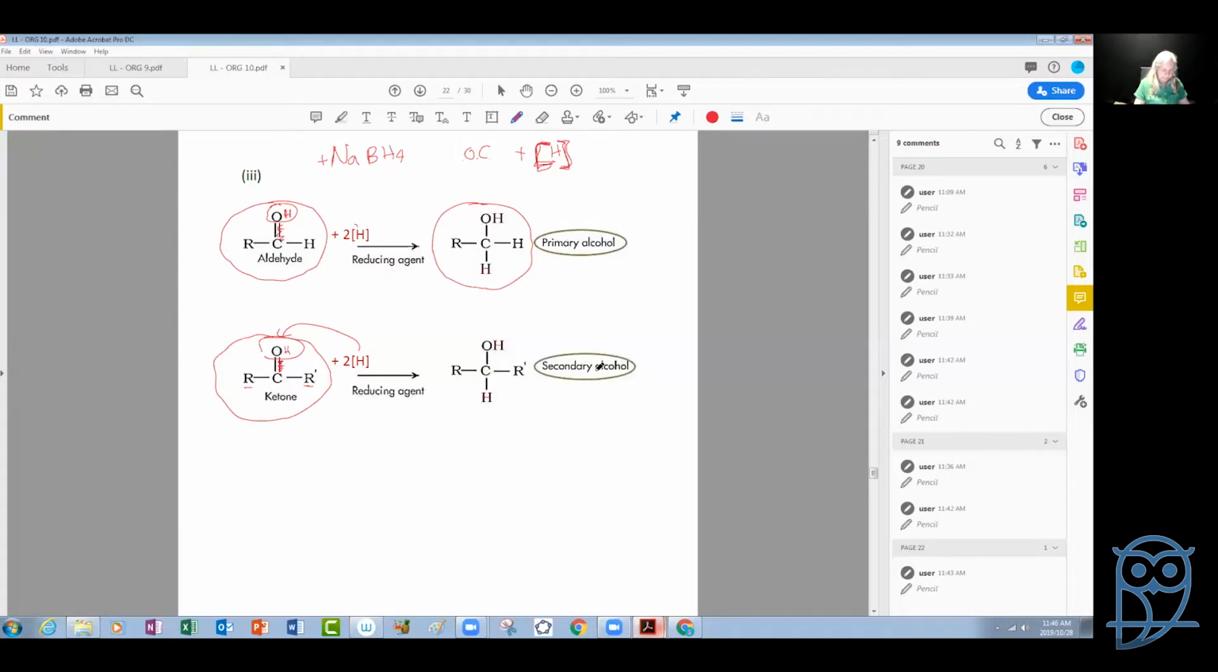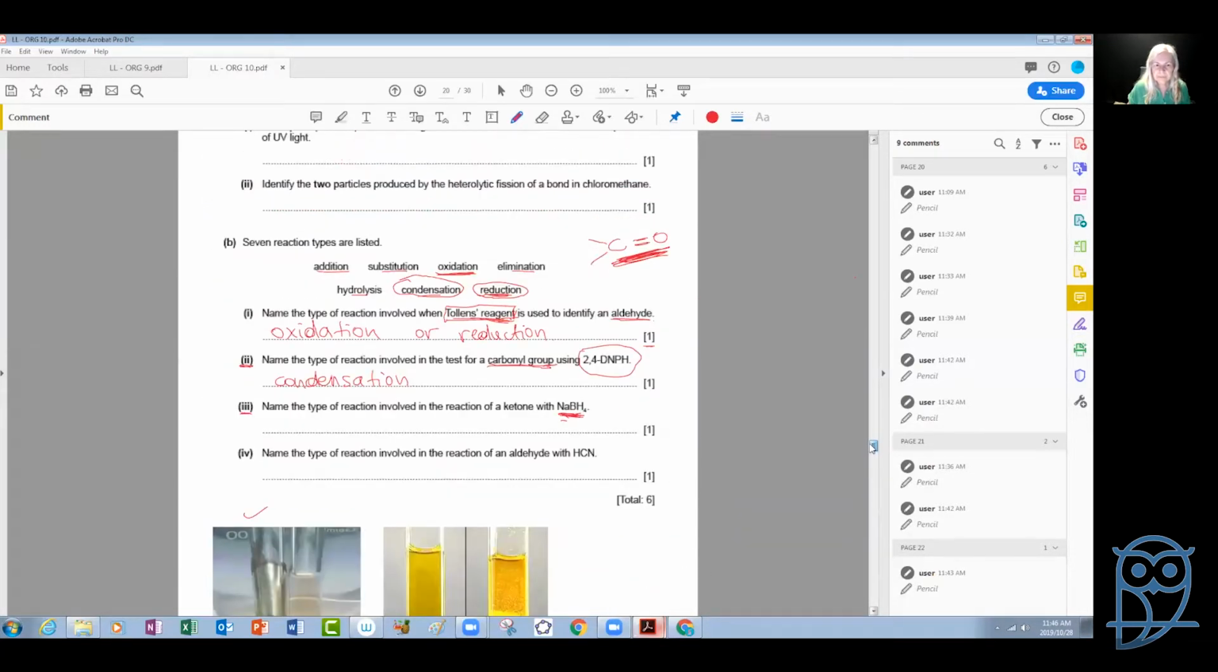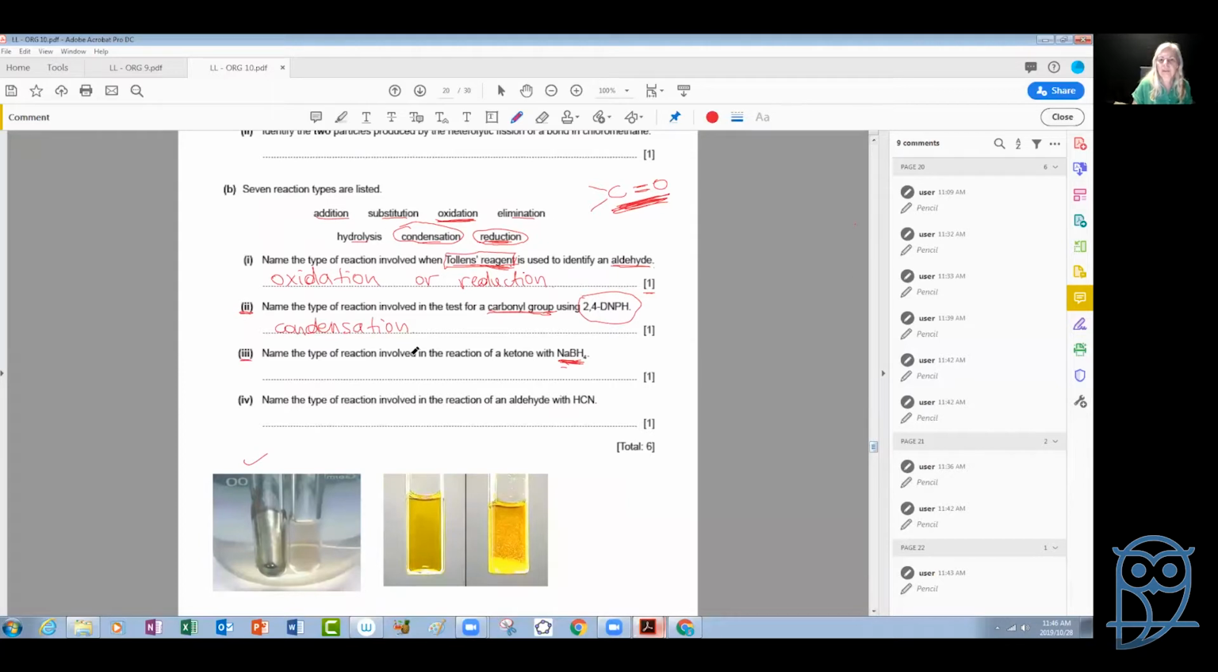And what do we need to say here in this question? Name the type of reaction involved in the reaction of a ketone, a ketone in particular. All right. The question here: name the type of reaction involved in the reaction of a ketone with sodium tetrahydroborate. So what did we say?